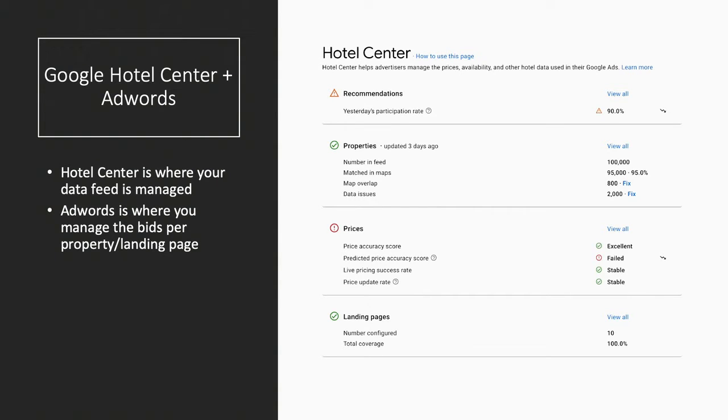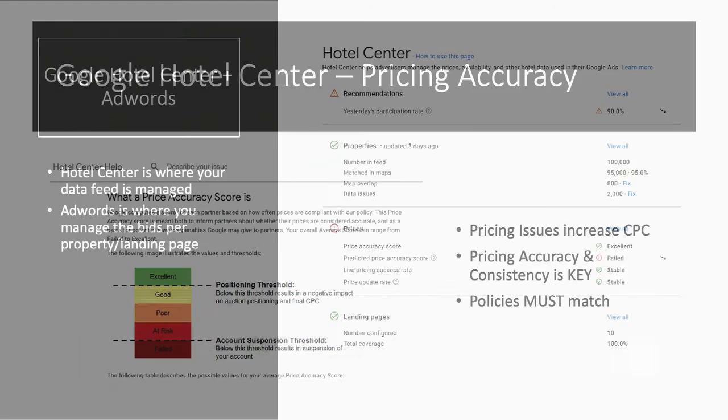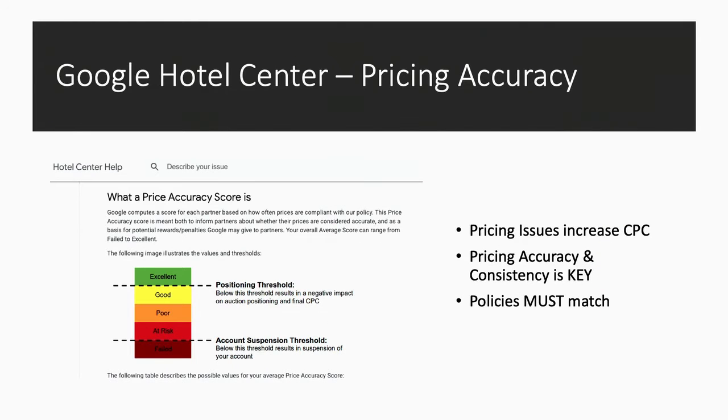So imagine Hotel Center is where you're going to manage your feed and what's going on with your landing pages. AdWords is where your person would still manage your cost per click and manage those bids, which is cool because you get a new property, you can bid more. You have a property doing well, you bid less. There's a lot of opportunity in this.